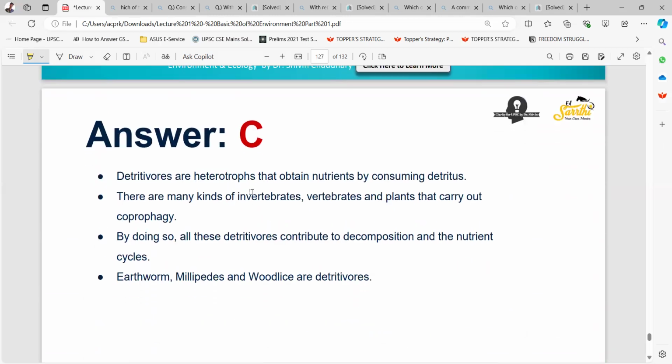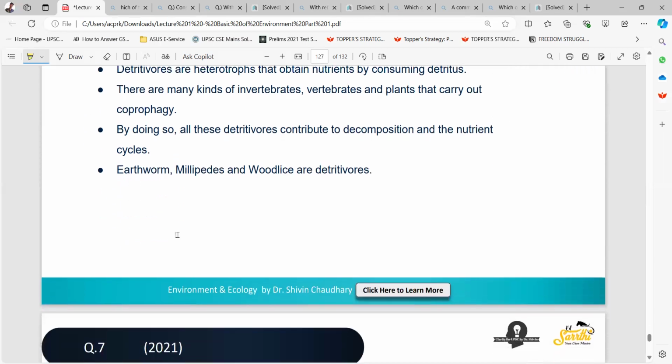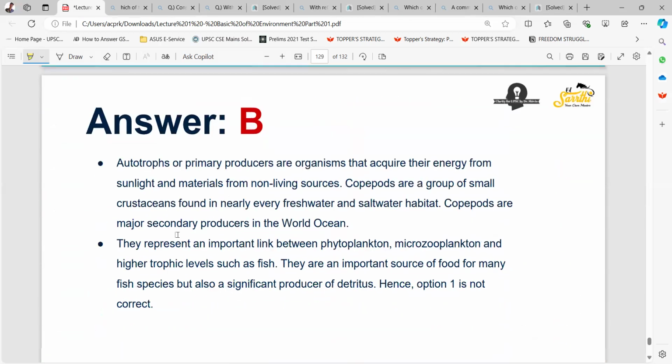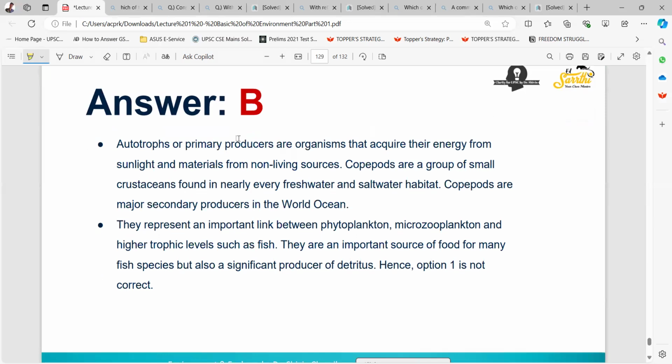Detritivores are heterotrophs that obtain nutrients by consuming detritus. There are many kinds of invertebrates, vertebrates, and plants that carry out coprophagy. By doing so, all these detritivores contribute to decomposition and the nutrient cycles. Earthworms, millipedes, and woodlice are detritivores. Okay, autotrophs or primary producers are organisms that acquire their energy from sunlight and materials from non-living sources.